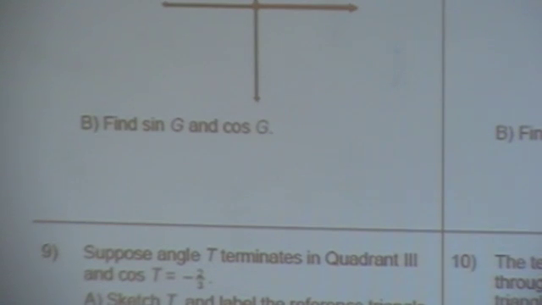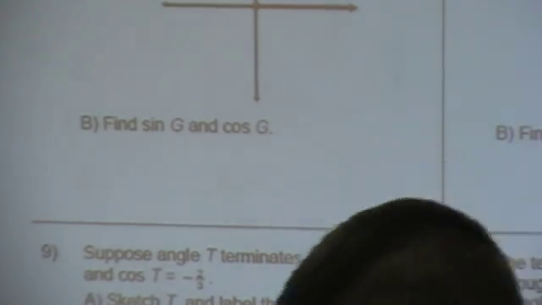I'm sure you do remember that if you get the tangent angle, you have to subtract 180, but if you get the sine angle, you add 360.